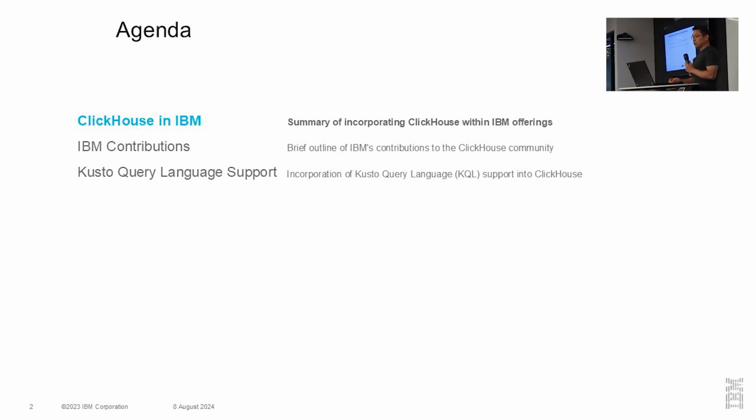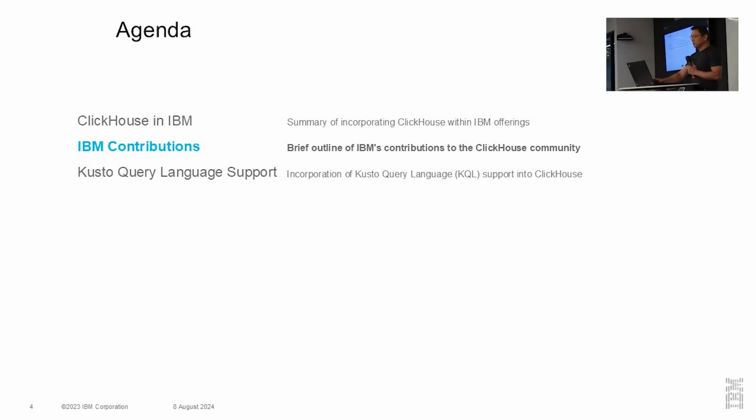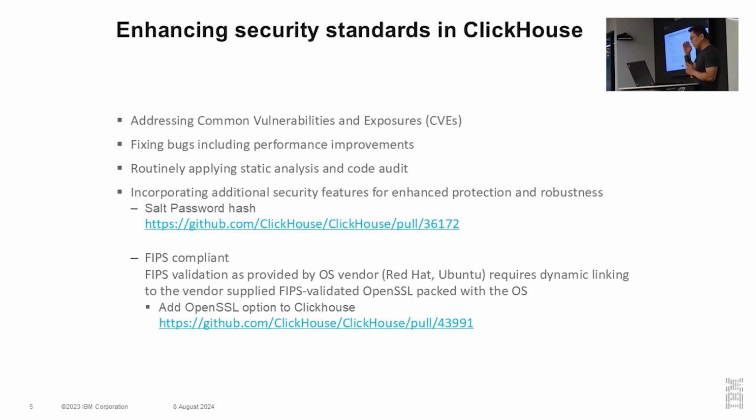you an overview of how IBM uses ClickHouse. ClickHouse is a key component in both Instana and QRadar, which are both very important IBM products. IBM today has hundreds of ClickHouse servers deployed, and the number is growing. We have made a considerable amount of contributions to the ClickHouse code base. I'm just going to quickly go over some of the important ones.